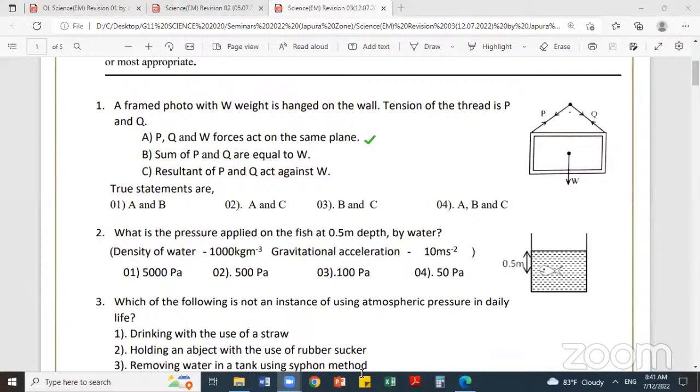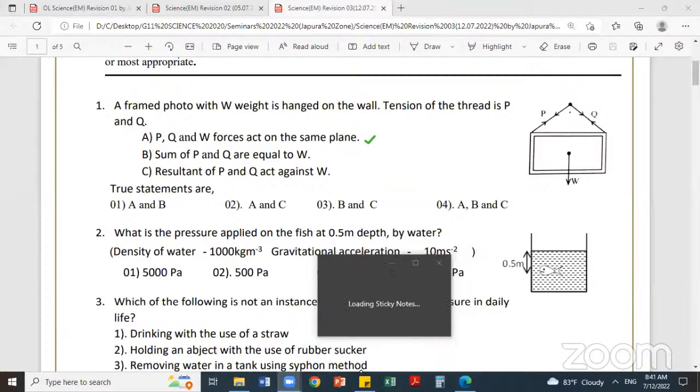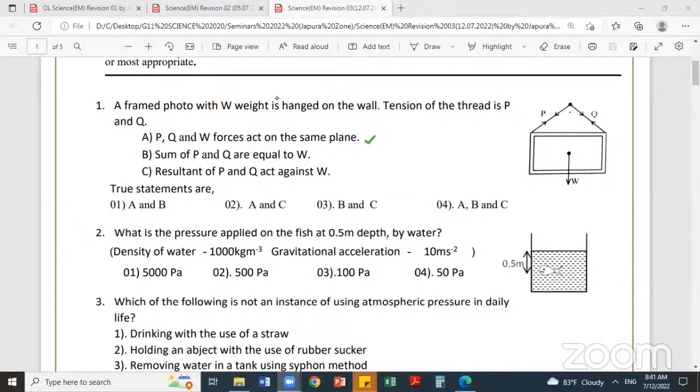For this second statement B, you have to be very careful, because what matters here is whether the forces are parallel or non-parallel. Here they are inclined forces, not parallel to each other. Only if P and Q are parallel can you take the second statement as correct. So the second statement is wrong because of the word sum. If this was resultant, then it would be correct. So how do we correct this statement? The resultant of P and Q.